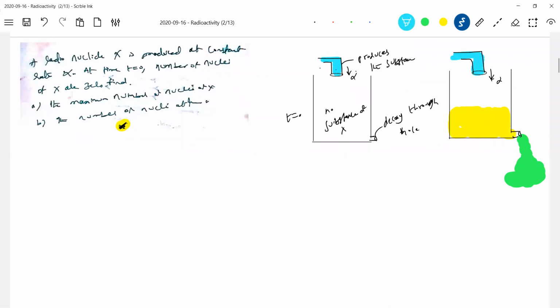Let's take this one. Now this is at time t. The number present, let it be n, and this is what decayed one. Decayed substance. This is survived. At any time t, that is what survived here. And there's a tap which will supply here.